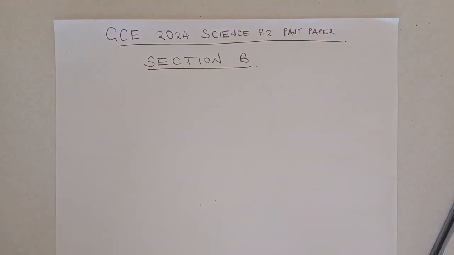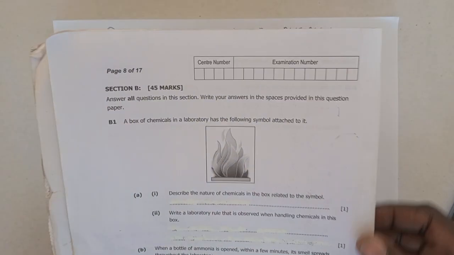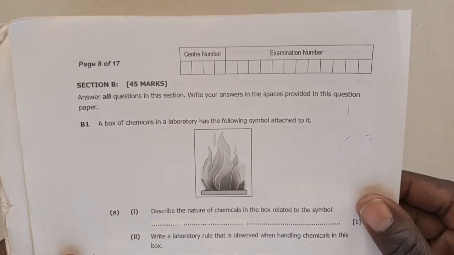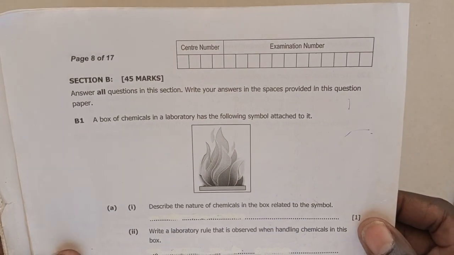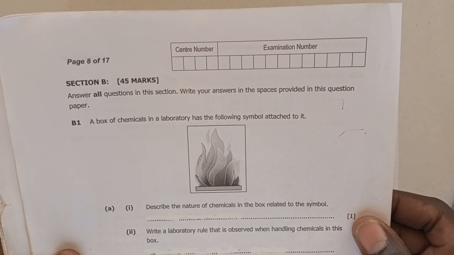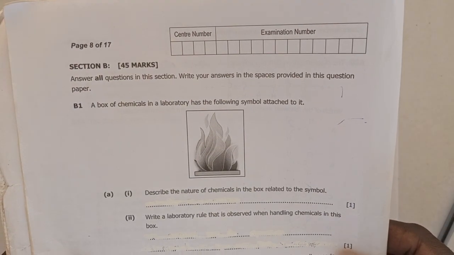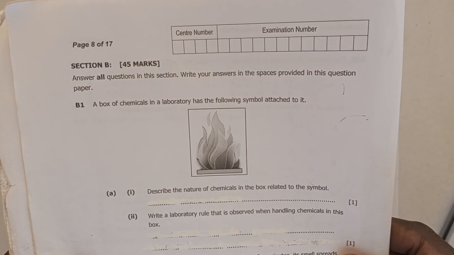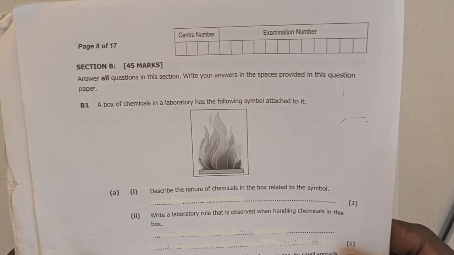So, shall we get started? Okay, question 1 reads, a box of chemicals in a laboratory has the following symbol attached to it. Describe the nature of chemicals in the box related to the symbol.